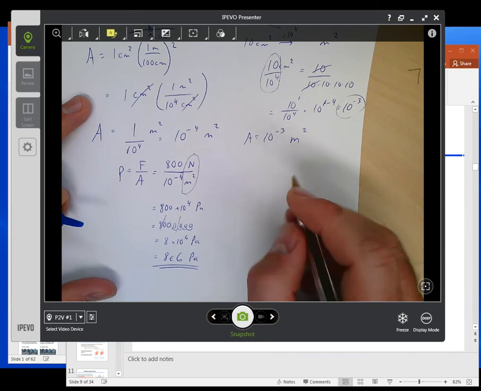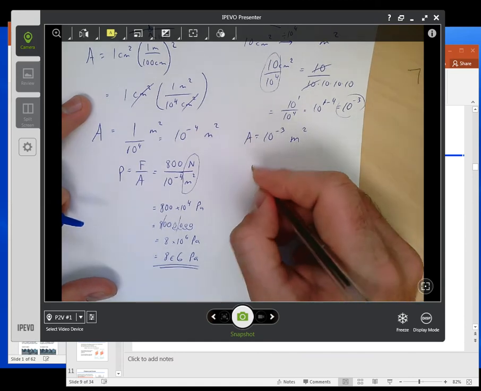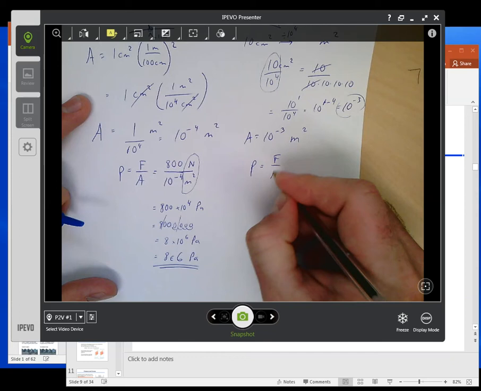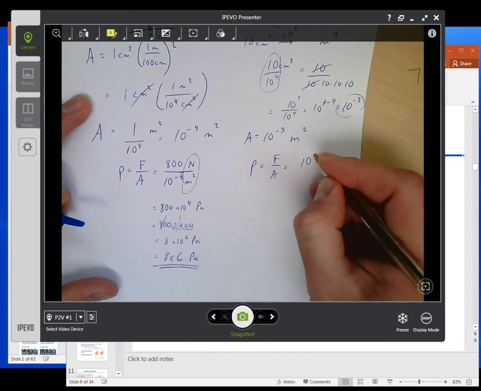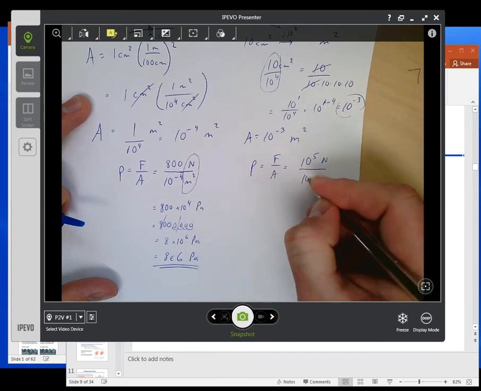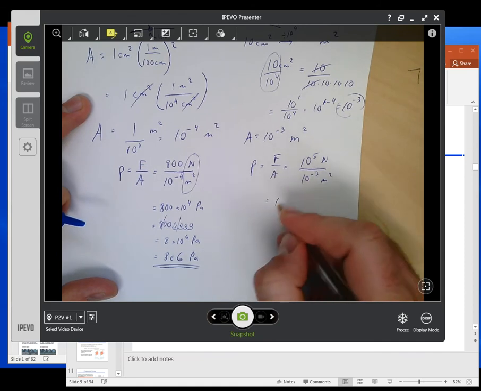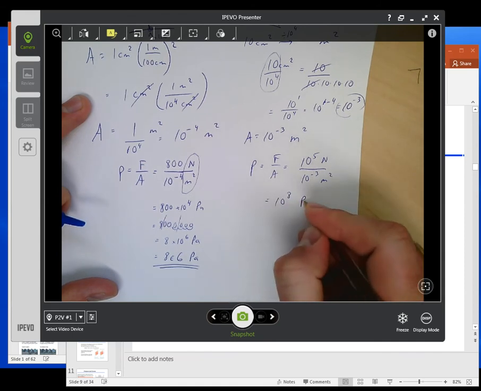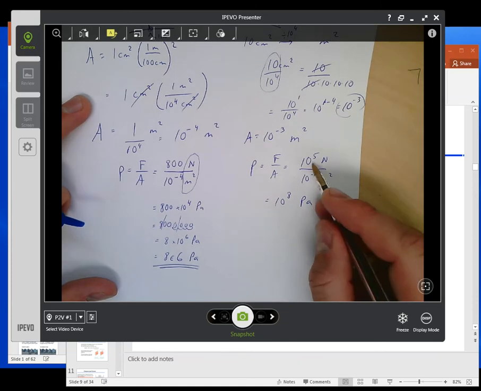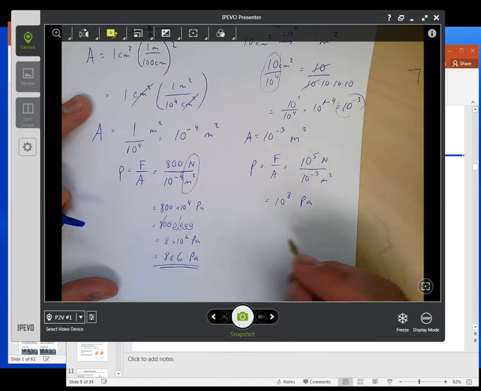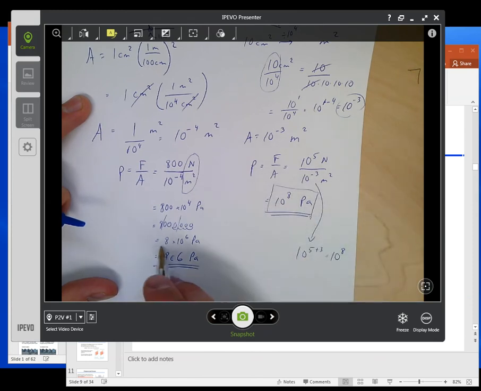So the pressure then is going to be force per area, and we'll have 10 to the 5 newtons divided by 10 to the minus 3 square meters. So that's 10 to the 8th pascals. How did I get that? Because I did 10 to the 5 divided by 10 to the minus 3. So it's 10 to the 5 minus a minus 3, which is plus, and that becomes 10 to the 8th. So in other words, this is my pressure for the elephant, and this is my pressure for the person.